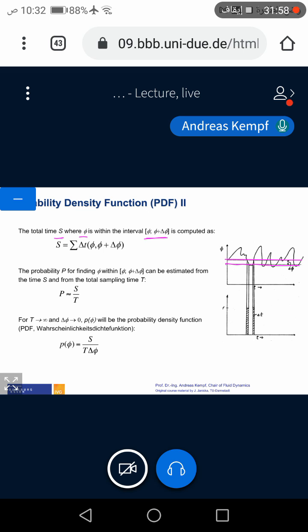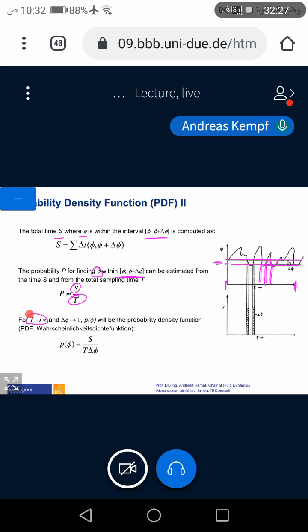Now, the probability P for finding phi within this interval, so in here, can then be estimated from the sum of the time S, so the total time S within the interval. These are all these time segments. Well, divided by the total length of the signal T. Okay?